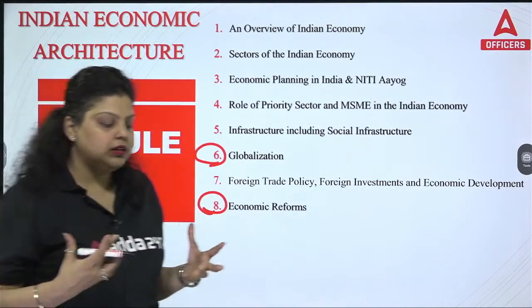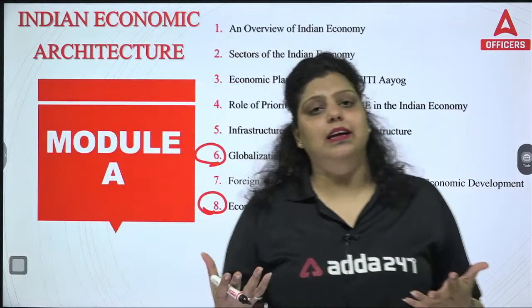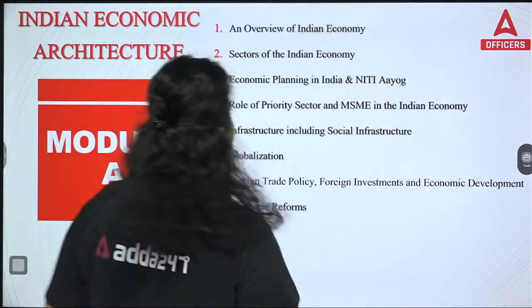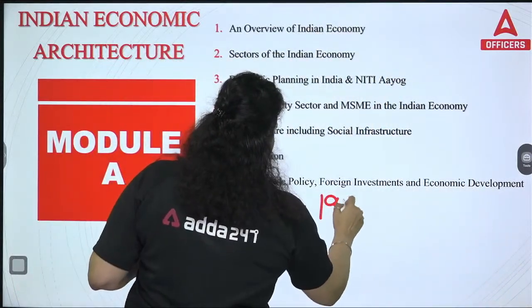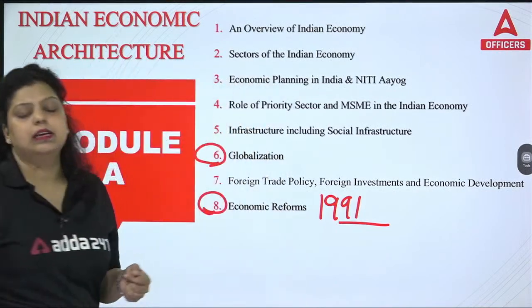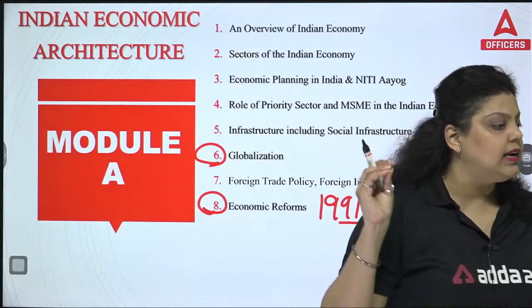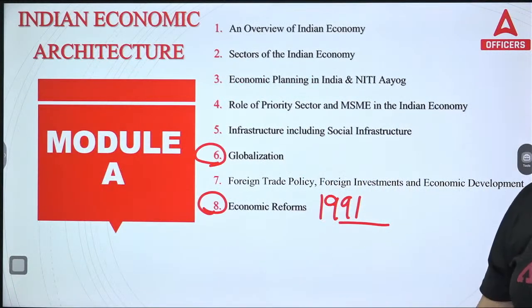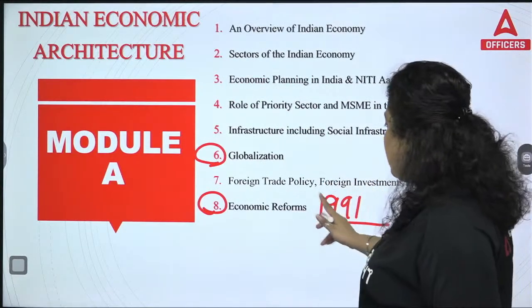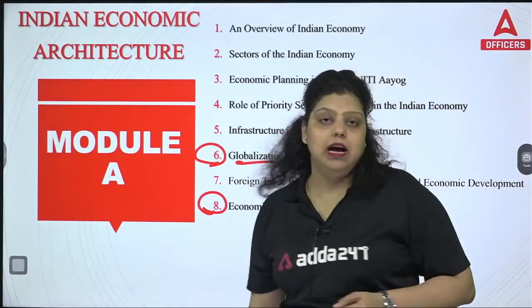Economic reforms are the new changes that have been made in the economy, and they happened in the year 1991. It happened in which particular year? It happened in the year 1991, and this economic reform is known as liberalization, privatization and globalization. Okay, now this economic reform covers globalization as well.